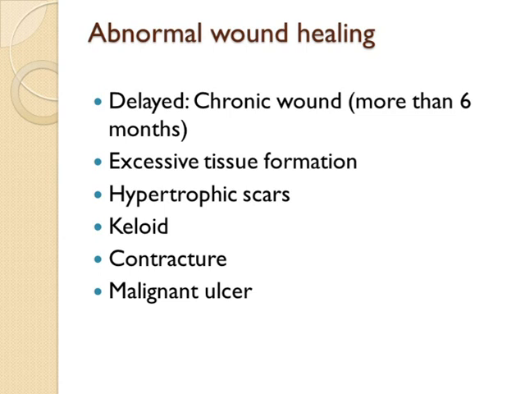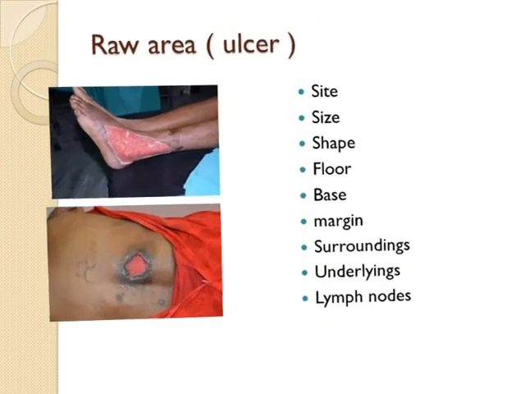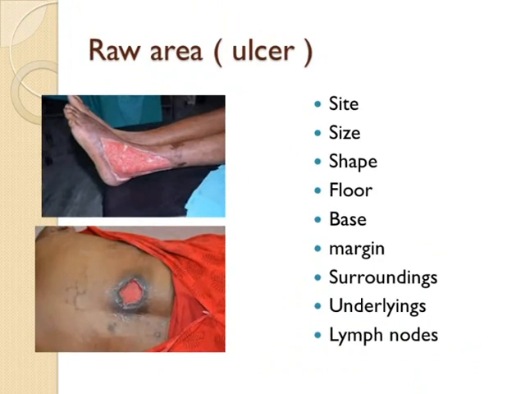What about abnormal wound healing? Abnormal wound healing includes either it's delayed, it's a chronic wound, it doesn't close, it's a wound of more than 6 months. Or we have the contrary, excessive tissue formation: hypertrophic scars, keloids, contracture, and even malignant ulcer at the end.